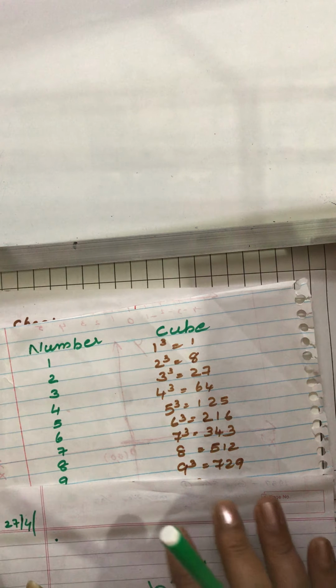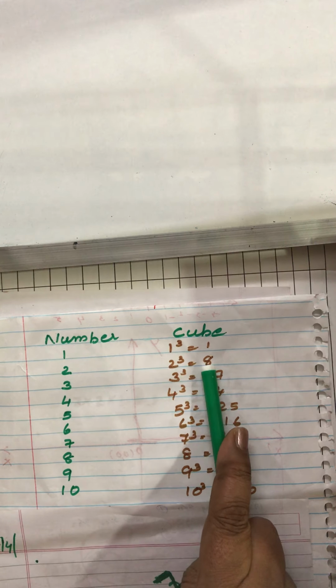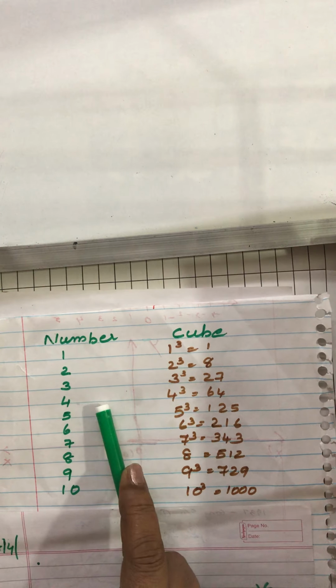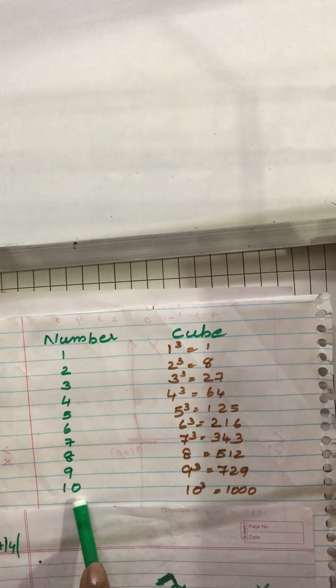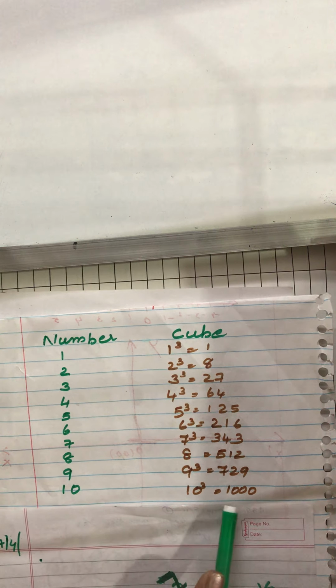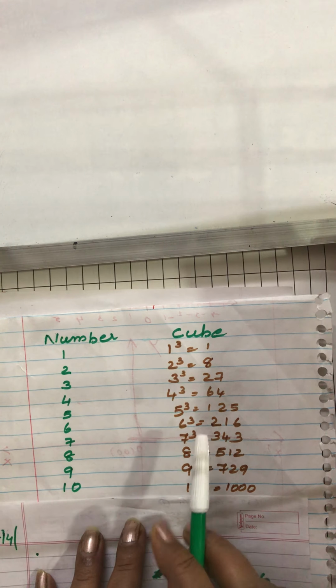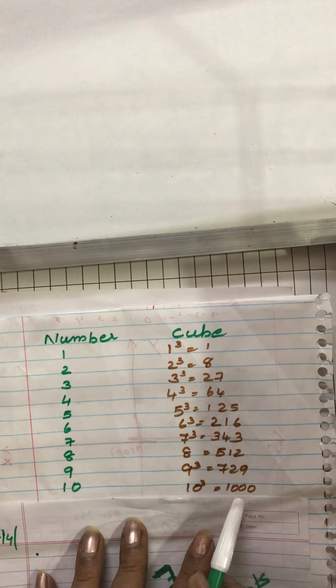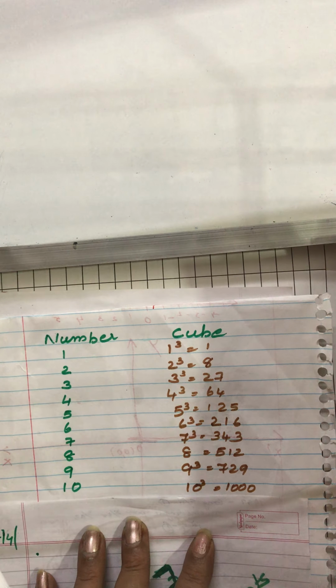The table shows the number and its cube. Here, 1 cube is equal to 1, 2 cube is equal to 8. Like that I find out the cubes of the numbers. 10 cube is equal to 1000. Now just go through the unit digits of the numbers. All the digits are there, 0, 1, 2, 3 up to 9. All the digits are there in the unit digit of the cubes of the numbers.